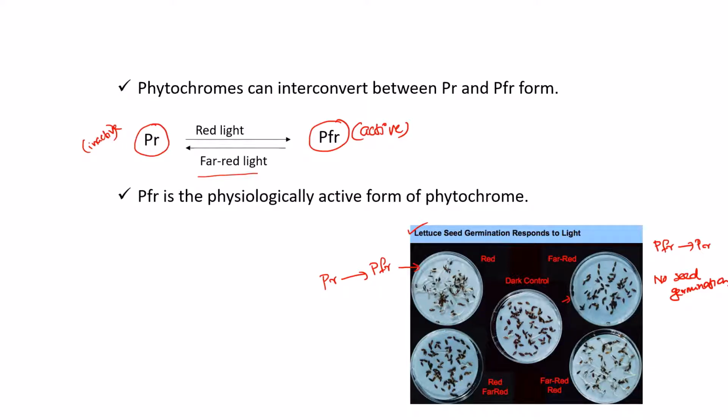Here in this picture you can see that first red light is given. If red light is given, the PR form will convert to the PFR form. After that, far red light is given. If far red light is given, then the PFR form will convert to the PR form. The PR form is the inactive form. That's why there is no seed germination.